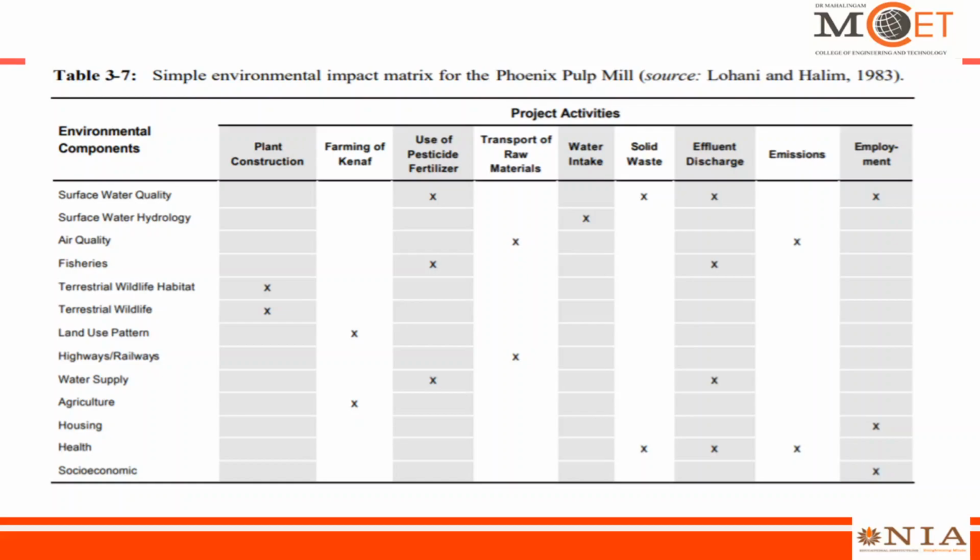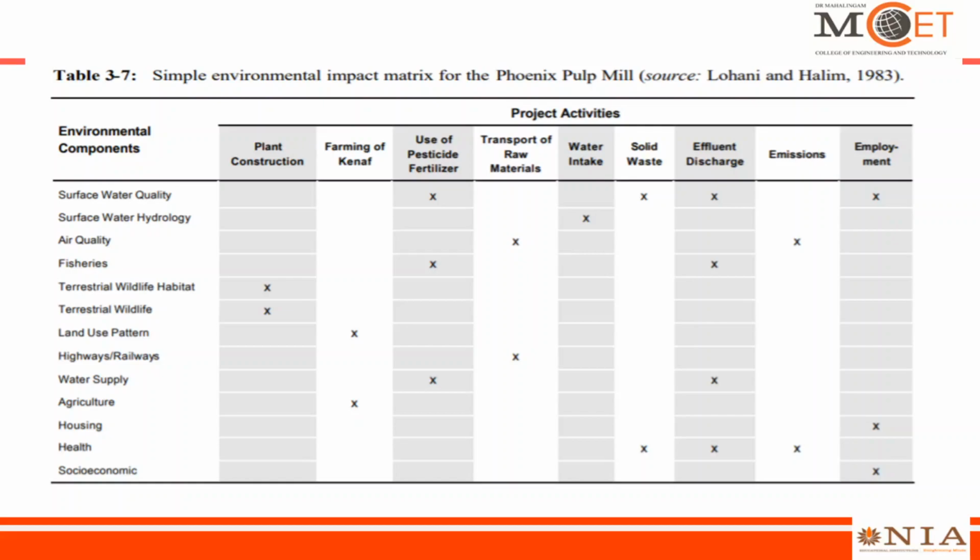Terrestrial wildlife habitat is related to plant construction. The next one is also related only to plant construction. Land use pattern is only related to farming. Highways and railways are related to transportation of materials. It will not be related to any other things. Water supply: use of pesticides, effluent discharge. Agriculture: farming. Housing: employment. Health is related to emissions, effluent discharge, solid waste. Socioeconomic conditions lead to employment. You cannot relate the socioeconomic condition to any of the other things.